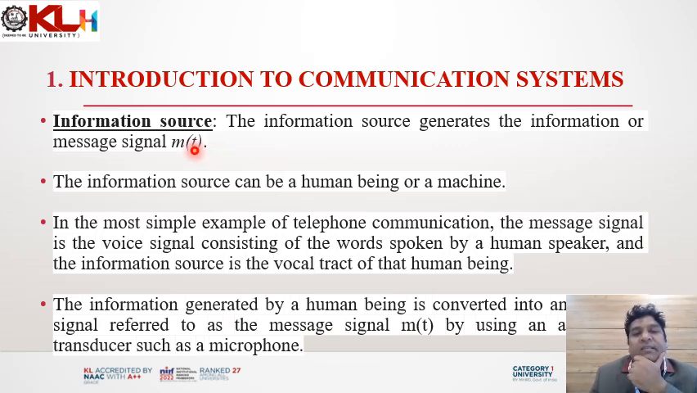Now we are going to discuss each of these blocks. The information source simply generates the information or the message signal M of T. The source can be a human being or a machine. In most telephone conversations, the message signal is usually the voice signal spoken by the human speaker. This message signal M of T is converted into electrical form using a transducer such as a microphone.